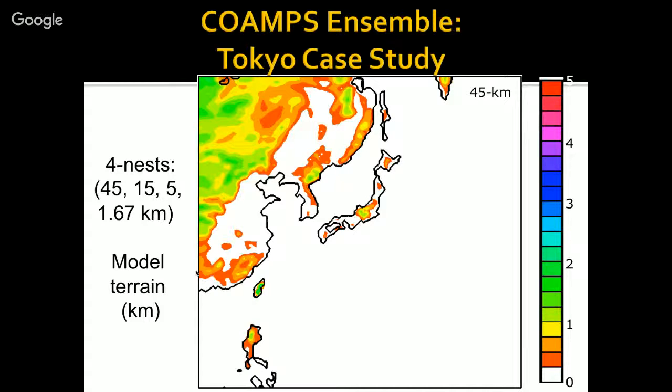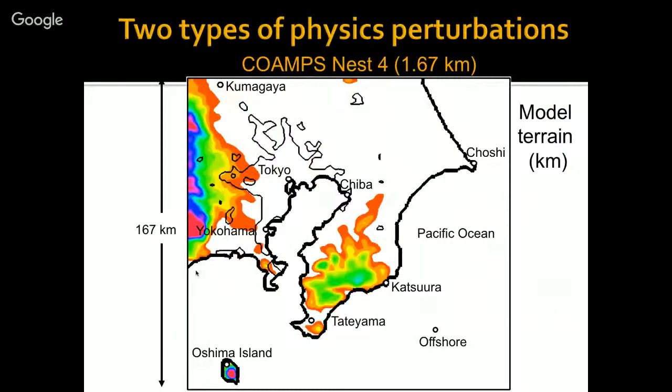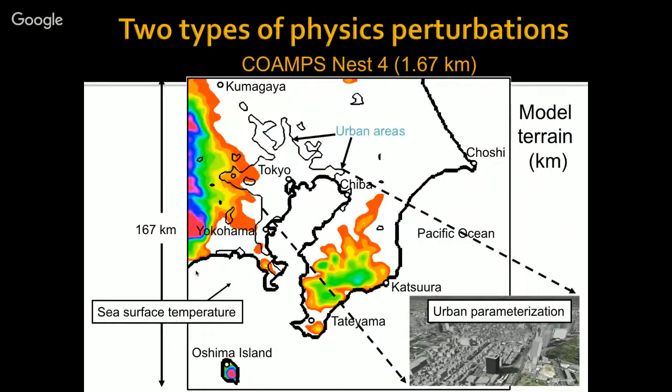So this was a configuration I did with my colleagues at the Naval Research Lab. That was Teddy Holt and Craig Bishop. And we nested with 4 nests using COAMPS down to 1.67 kilometer resolution for the Tokyo Bay area. Tokyo is right here. And what we wanted to look at were 2 different types of physics perturbations. We wanted to examine the sensitivity of transport and dispersion plumes to aspects of the urban parameterization and the specification of sea surface temperature.